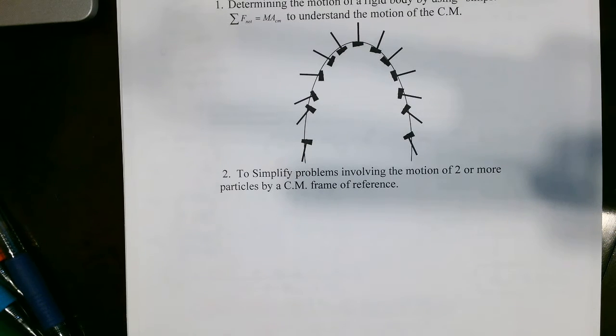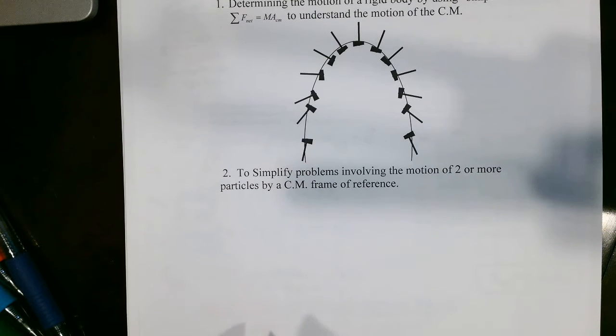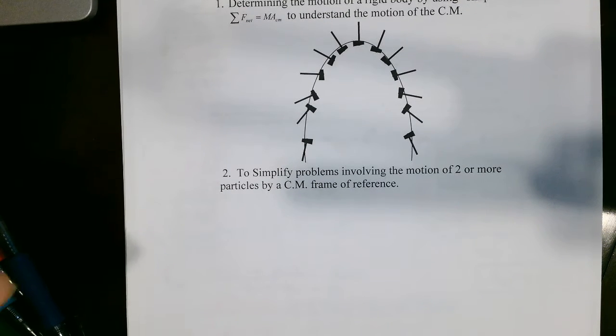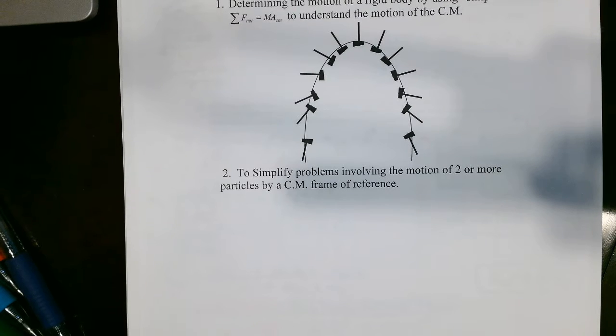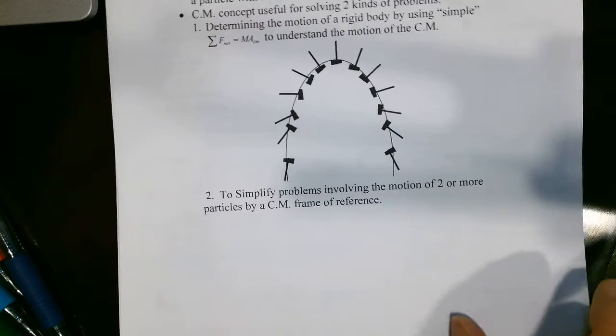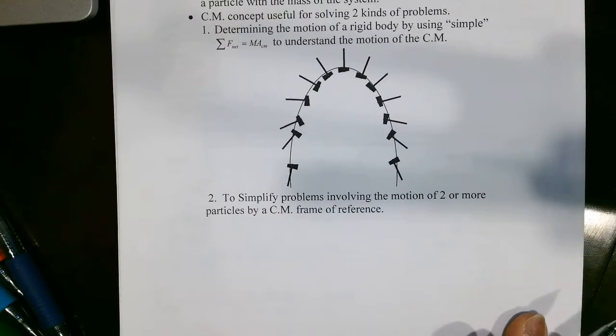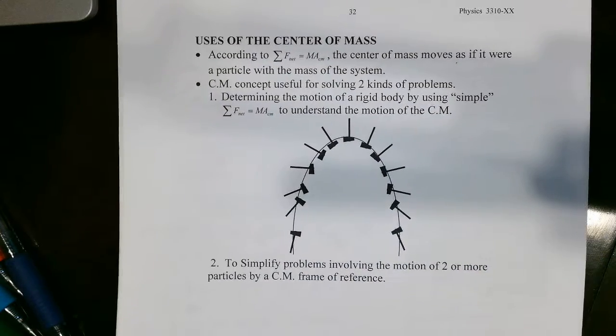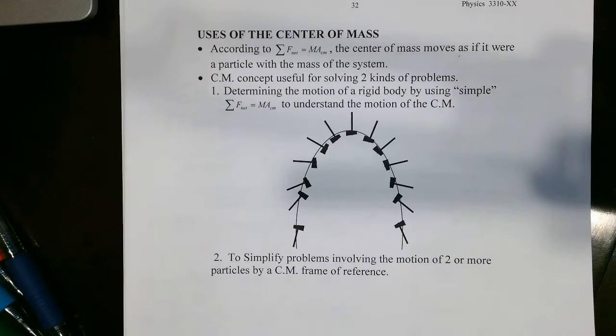So if you were to think about a spiral galaxy and you're comparing that to another spiral galaxy, you could treat each galaxy as a point particle with all the mass located at the central supermassive black hole. Then you could calculate the gravitational attractions and so on. So the center of mass concept really helps you simplify a lot of complex systems into a particle. And that's why it's useful.